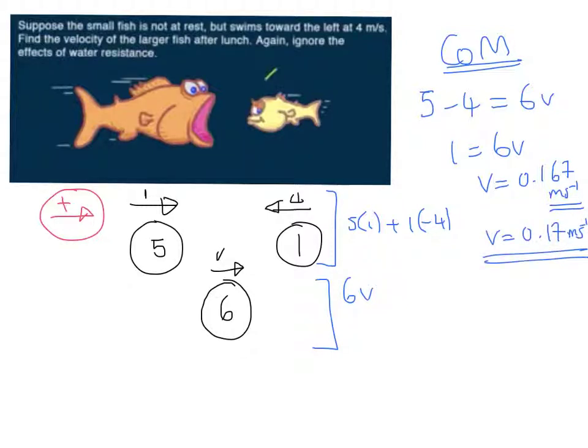So it's slowed down, of course it has, because the big fish now has momentum from the small fish that it didn't have before. The momentum of the small fish has been transferred into the big fish when they collided and the big fish ate the small fish, and that has slowed the big fish down after he's had his lunch.